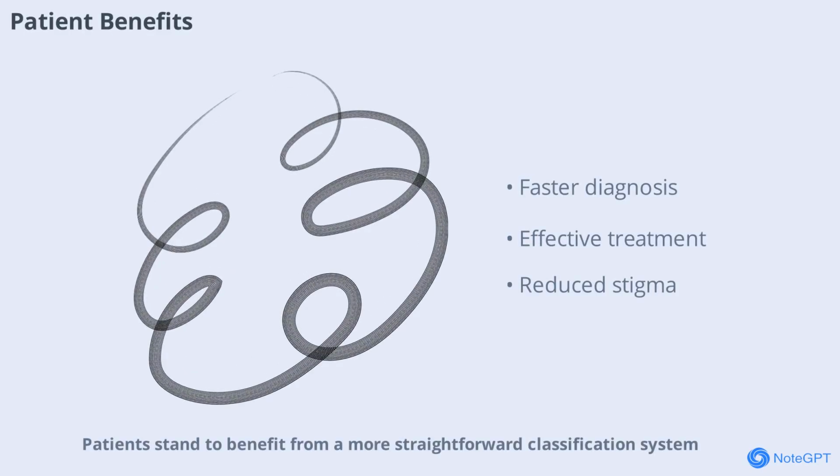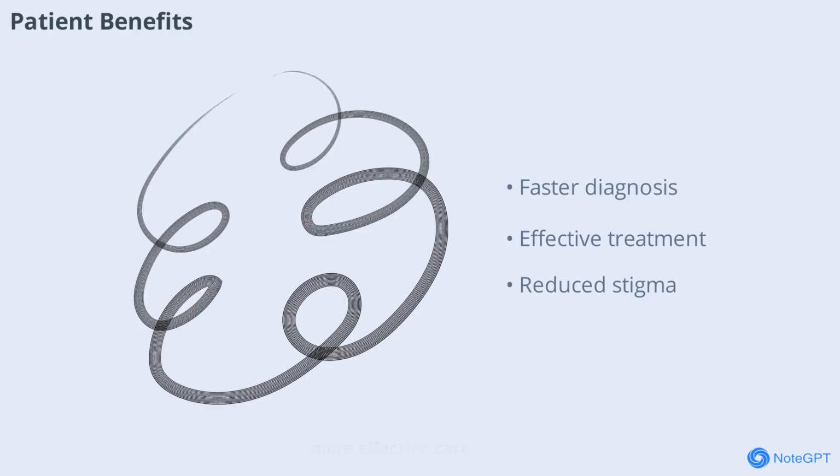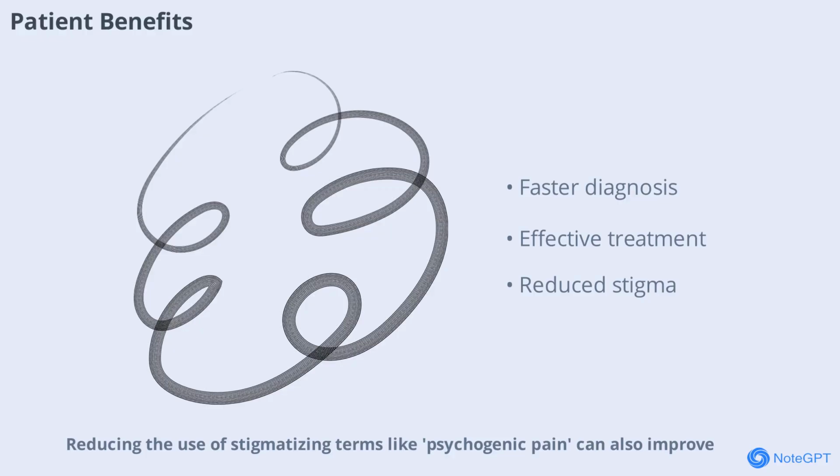Patients stand to benefit from a more straightforward classification system. Simplified diagnosis and treatment strategies can lead to faster, more effective care. Reducing the use of stigmatizing terms like psychogenic pain can also improve the patient experience and encourage more people to seek help for chronic pain.